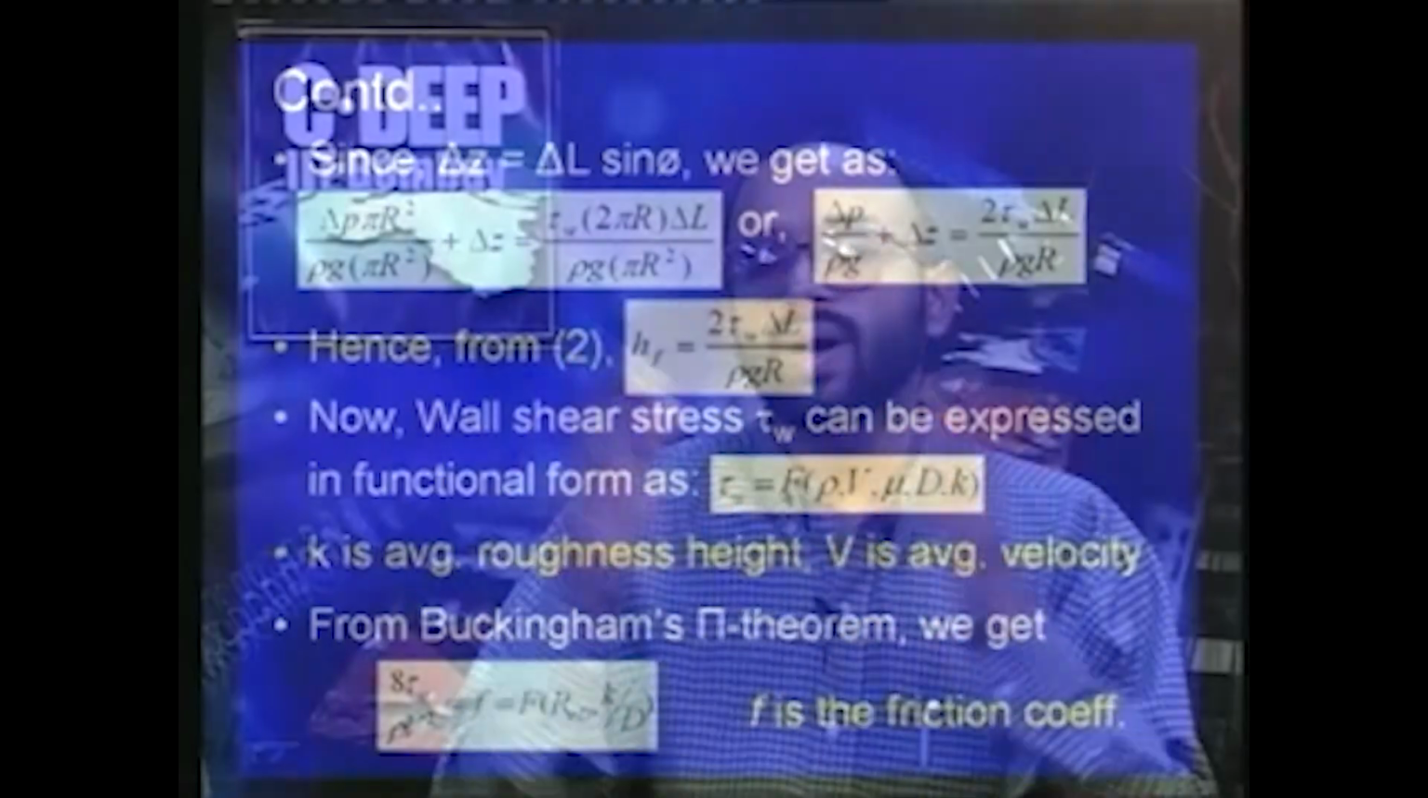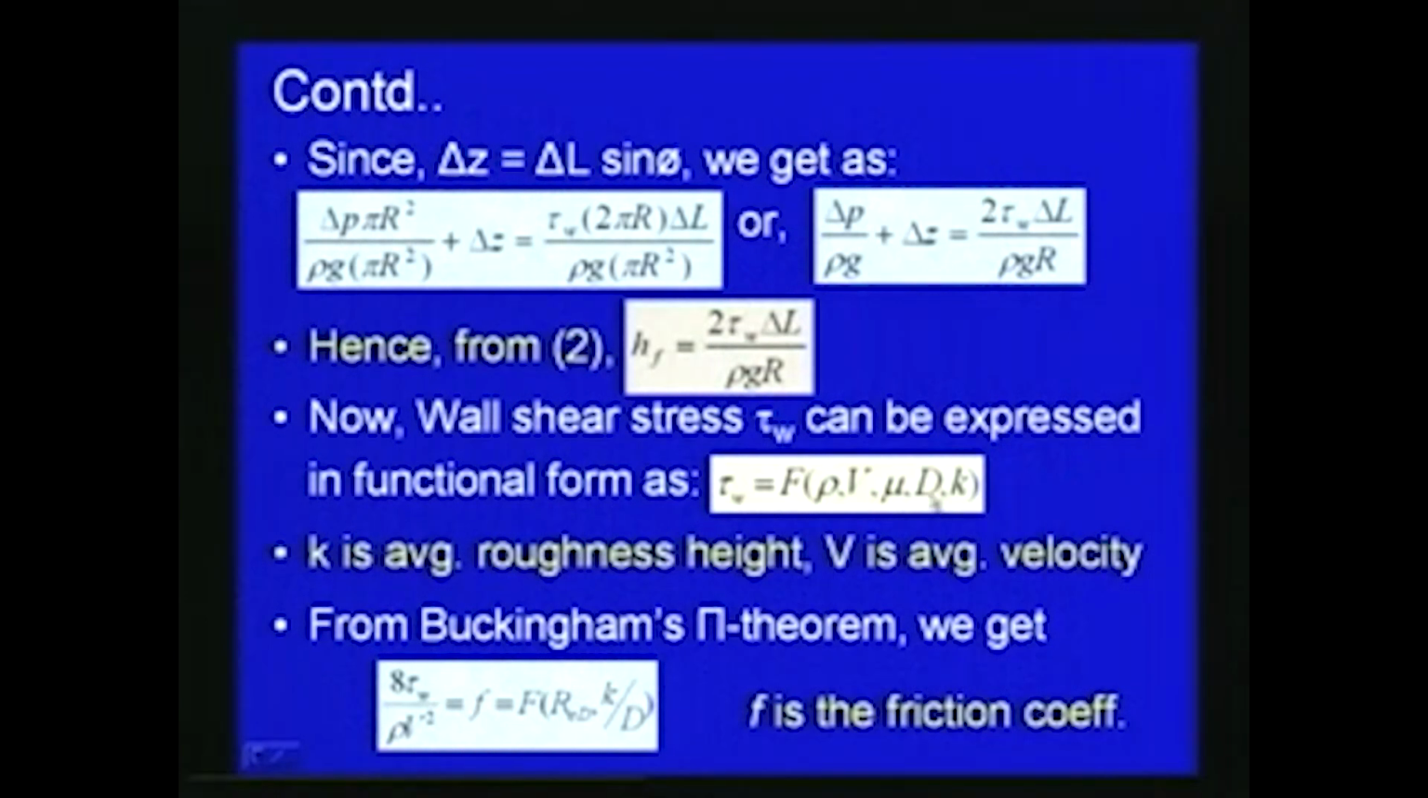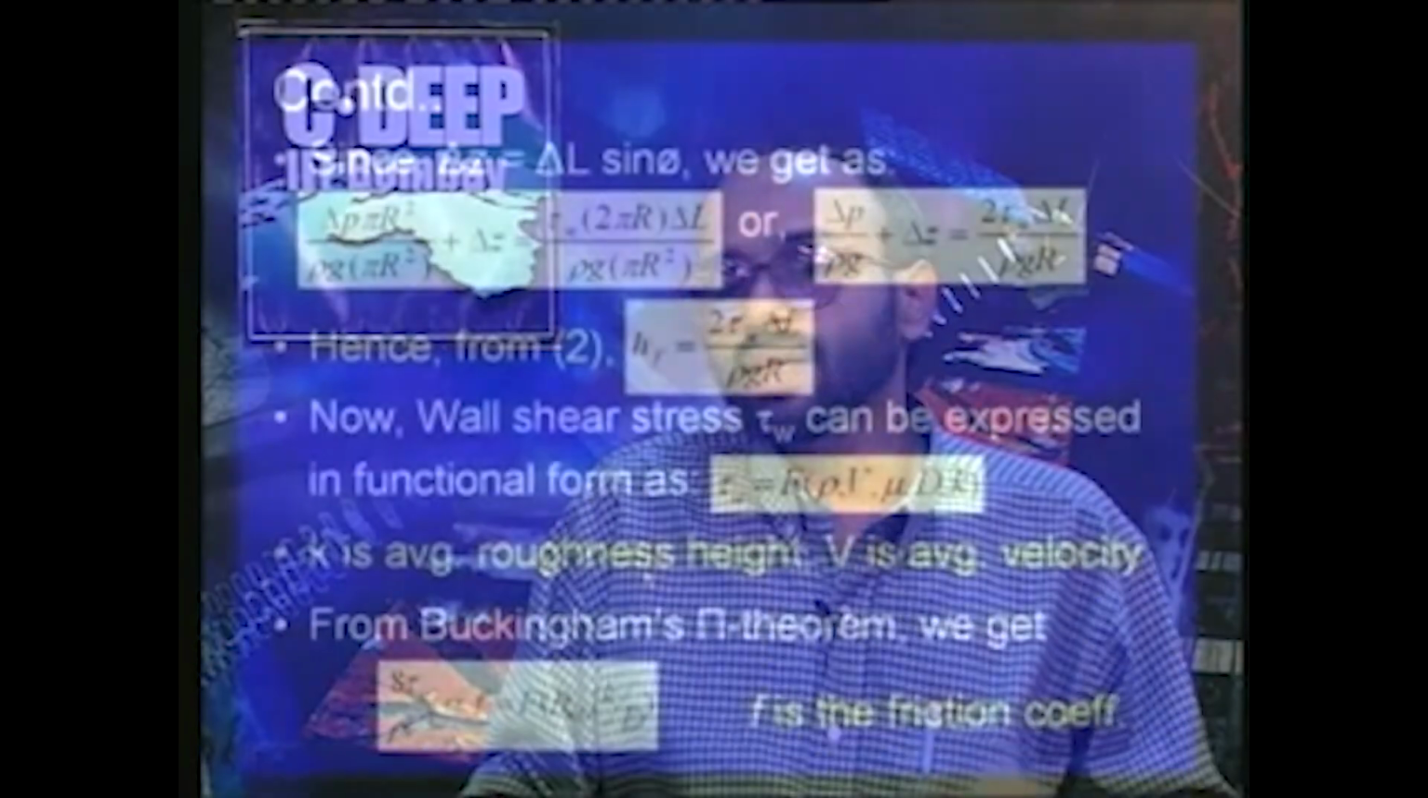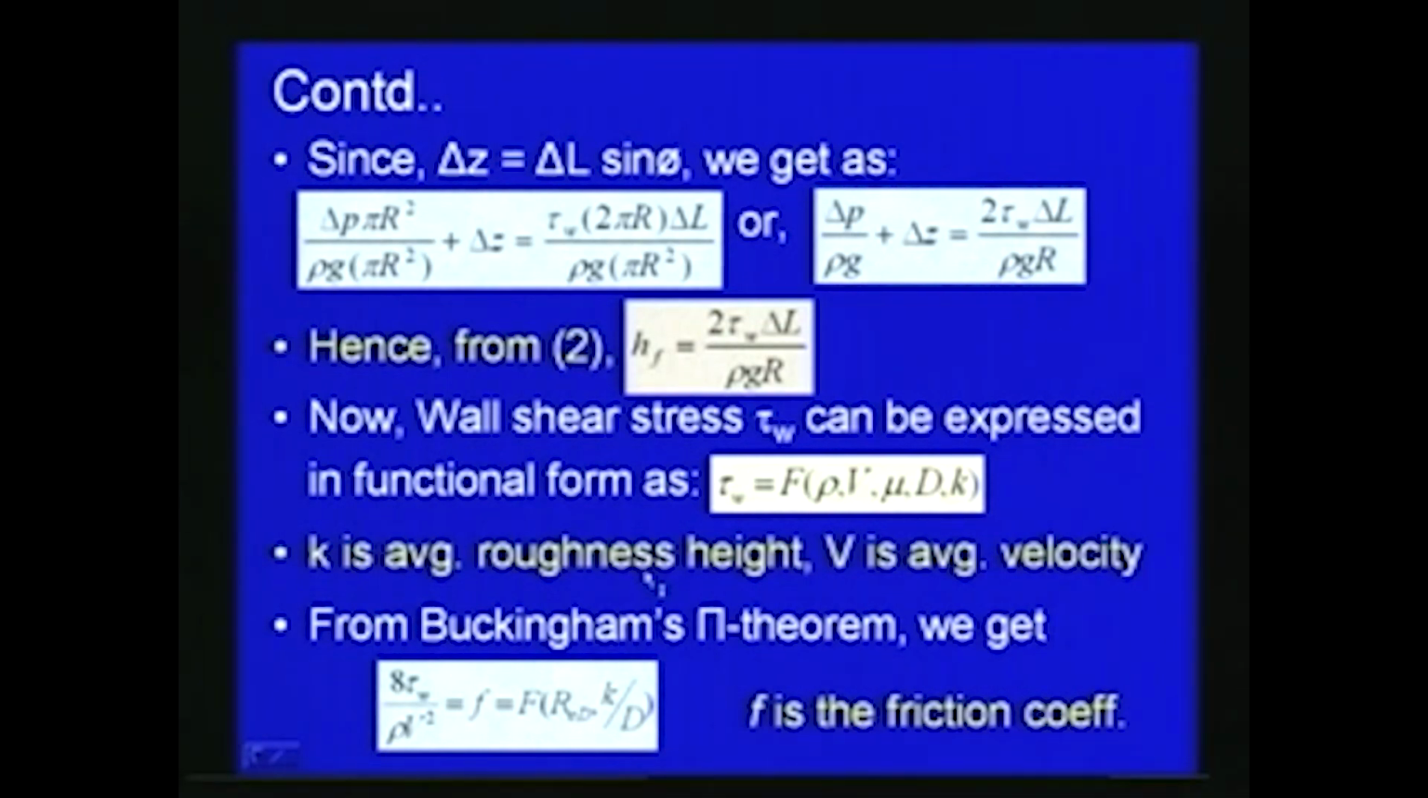Now the wall shear stress tau w can be expressed in functional form. Wall shear stress is a function of the density of the fluid, the average velocity, the dynamic coefficient of viscosity mu, the diameter and the roughness height. So tau w is a function of rho, v, mu, d and k, where k is the average roughness height and v is the average velocity. If you do a dimensional analysis using Buckingham's pi theorem, which we discussed earlier, we can derive an expression for tau w in terms of these parameters, or in terms of Reynolds number Re d and k by d.